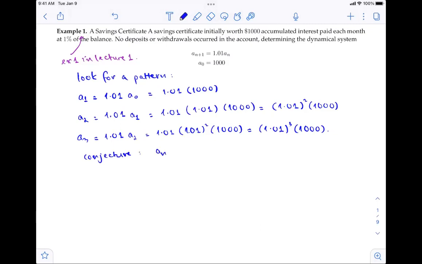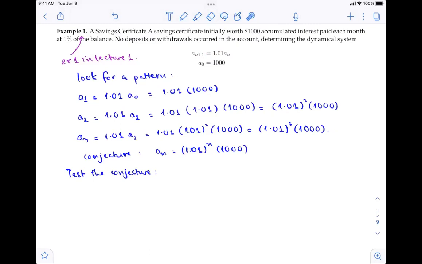That A sub n is equal to 1.01 raised to the n power multiplied by $1,000, right? And I'm going to test this conjecture. So how could you test the conjecture? Just basically substitute what you know into this difference equation.